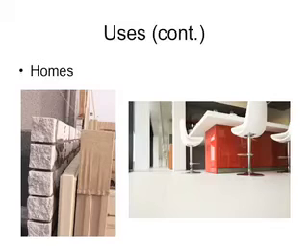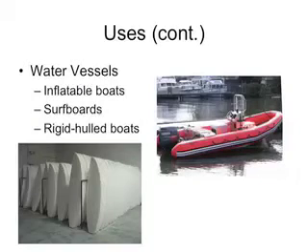Here are some applications of polyurethane in the interior designing of a house. Polyurethane can be used as an insulator in house construction. It can also be used as a flooring material. Polyurethane is often used for water vessels because of its high resistance to solvents, tear, and abrasion. Here are some examples of polyurethane surfboards and inflatable boats.